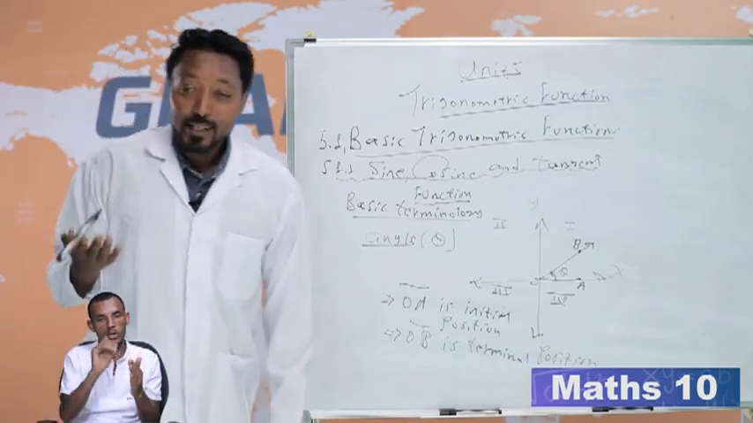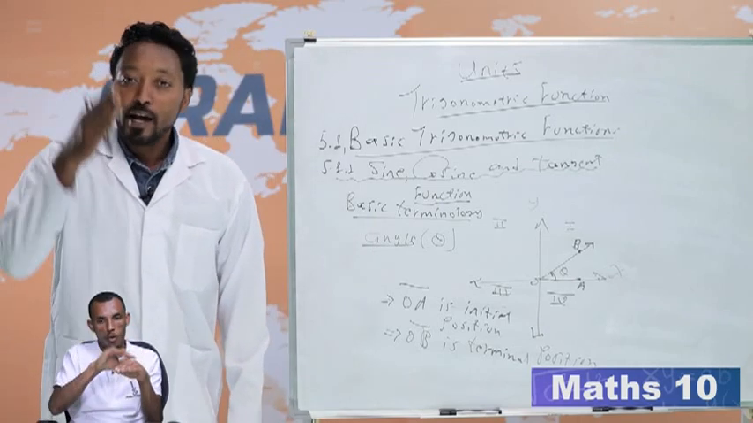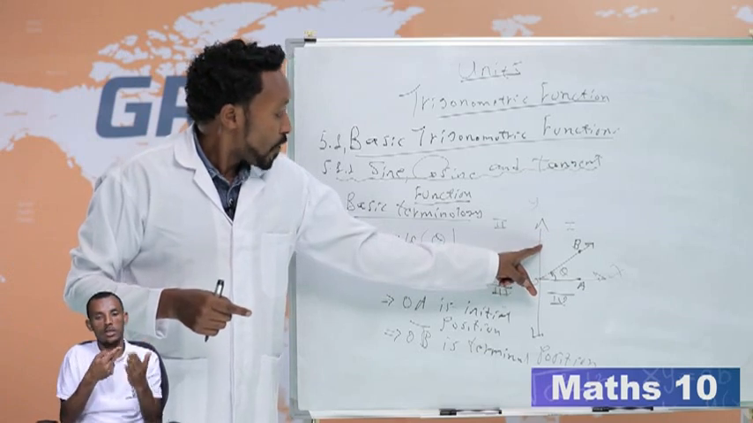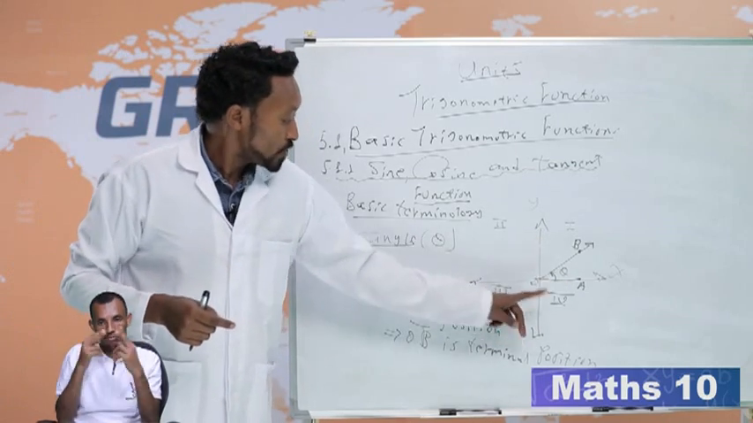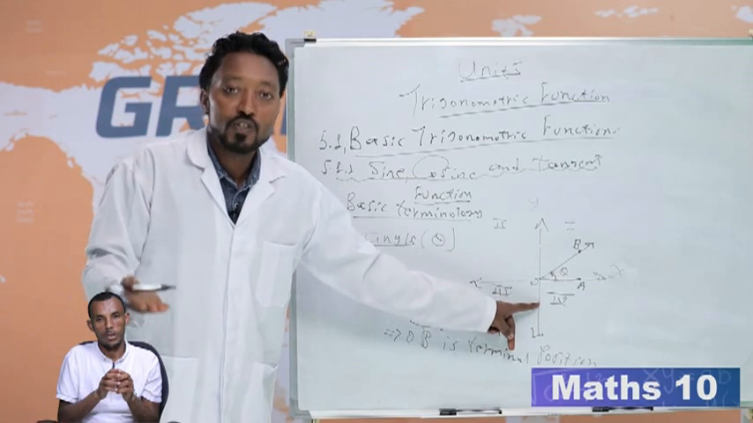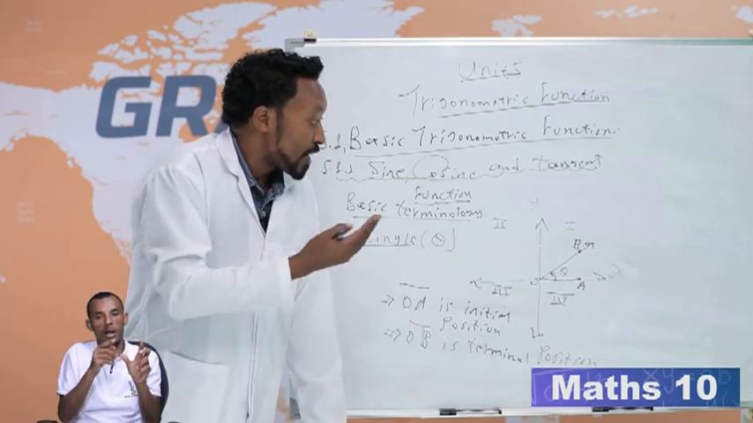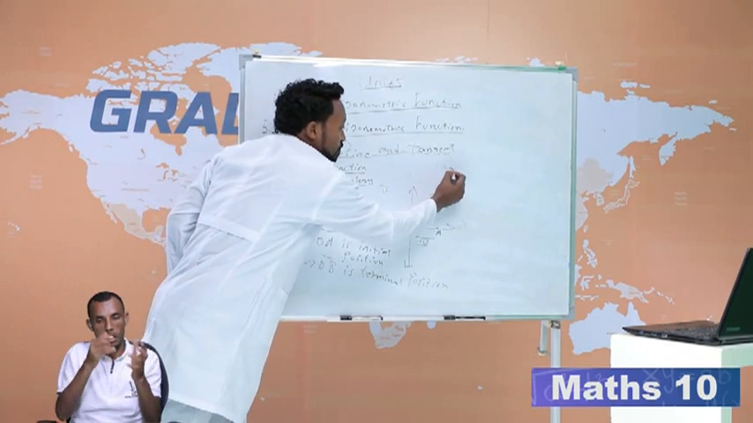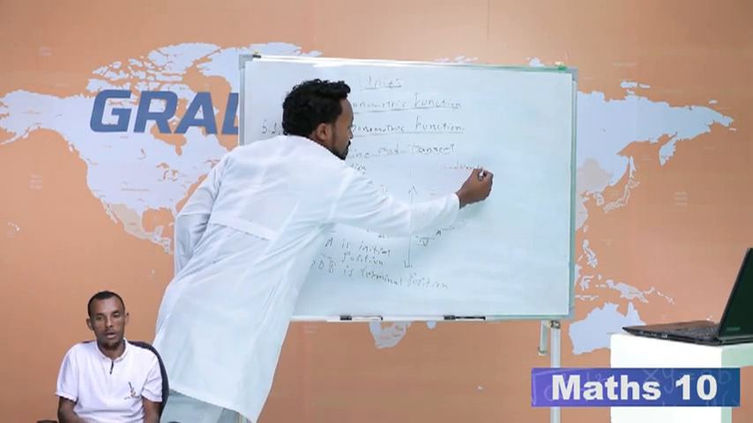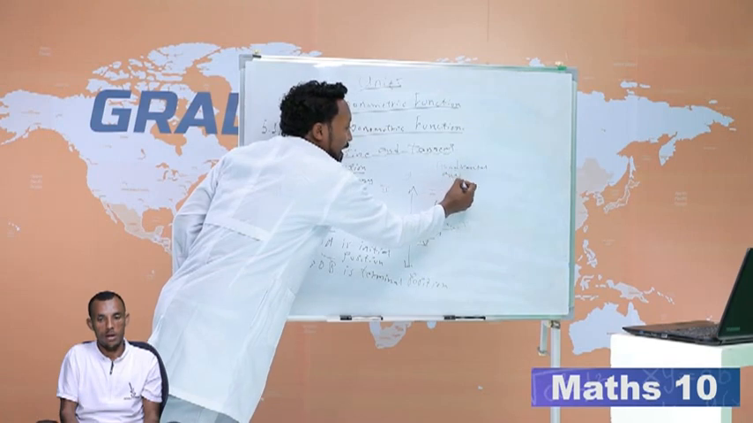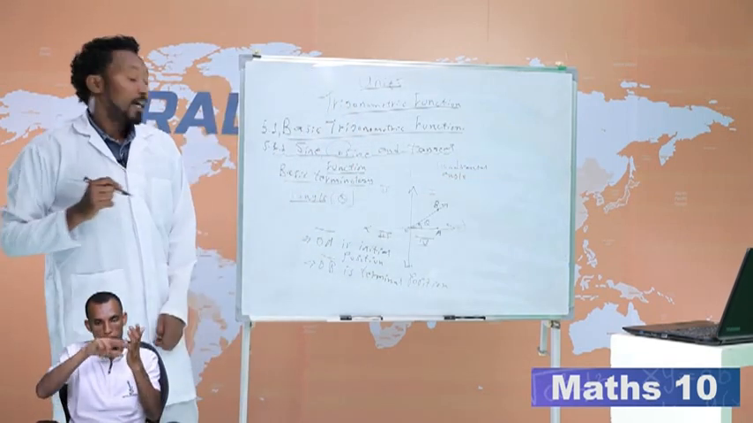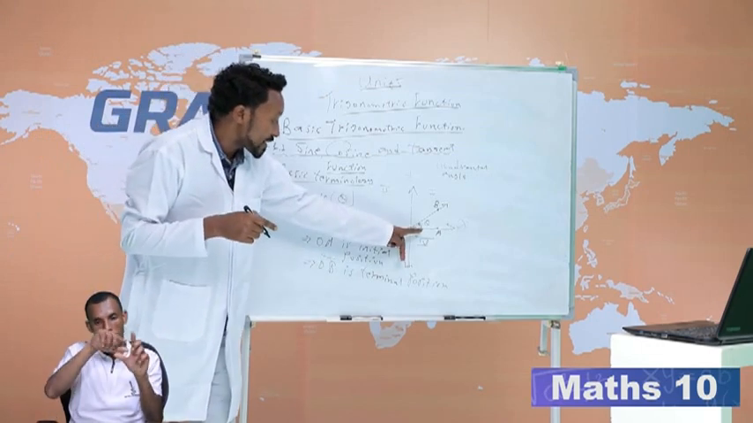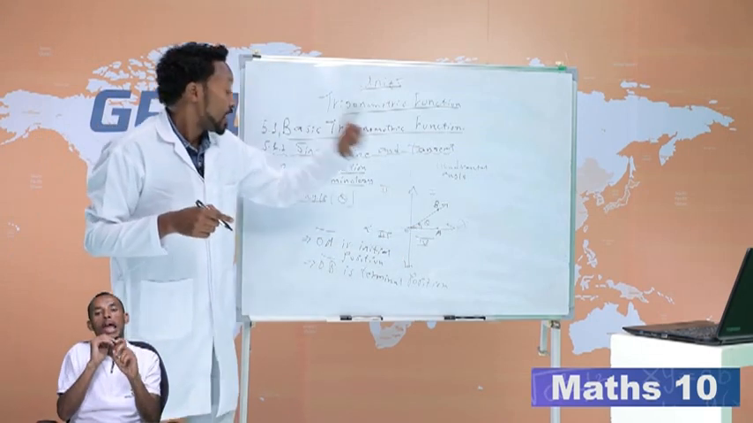What if the angle lies on the xy plane? Xy plane means this point, or this point, or this point. What is the name of this angle? This angle is known as a quadrantal angle. What does quadrantal angle mean? Quadrantal angle means an angle that lies on the x-axis or y-axis.